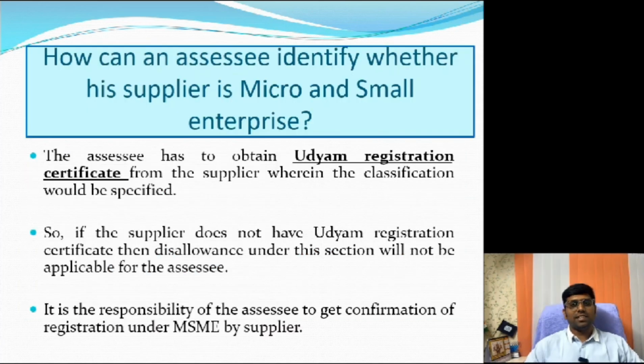The next question is, how can an assessee identify whether his supplier is a micro or a small enterprise? For this purpose, an assessee has to obtain the Udyam registration certificate from his supplier, wherein the classification would be specified. If the supplier does not have a Udyam registration certificate, then the disallowance of expenditure for the assessee will not attract. It is the responsibility of the assessee to get a confirmation whether the supplier is a micro or small enterprise.